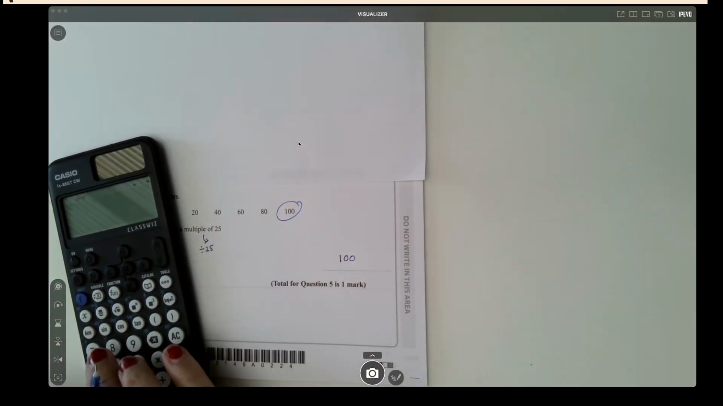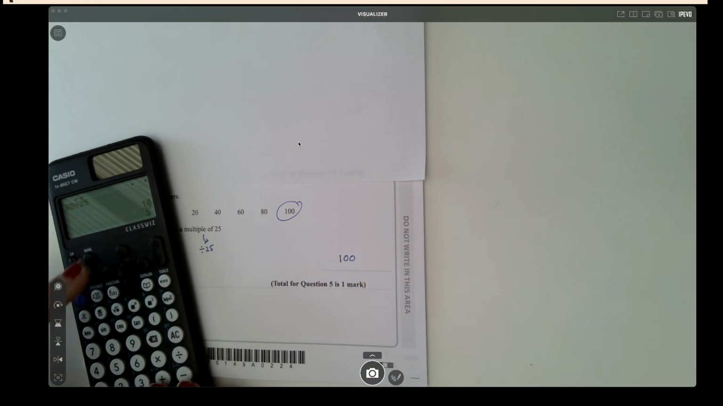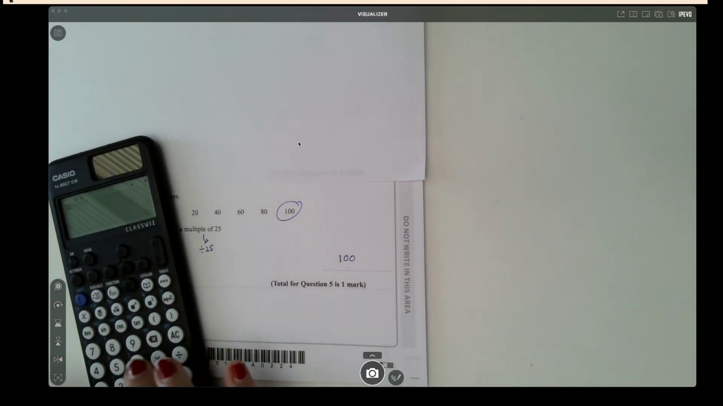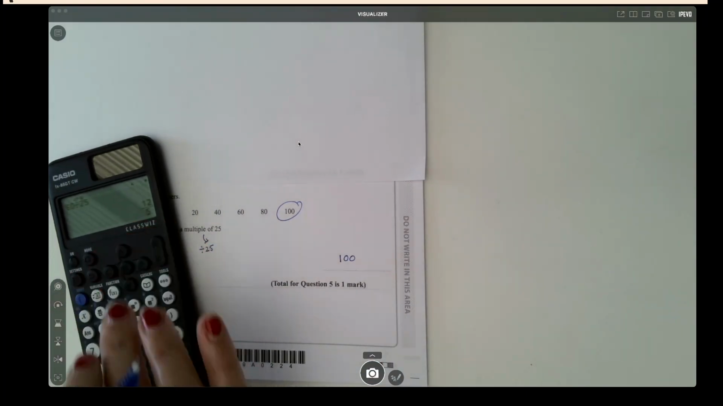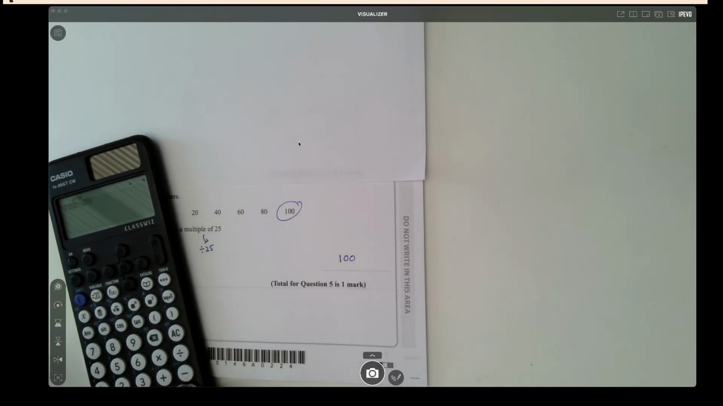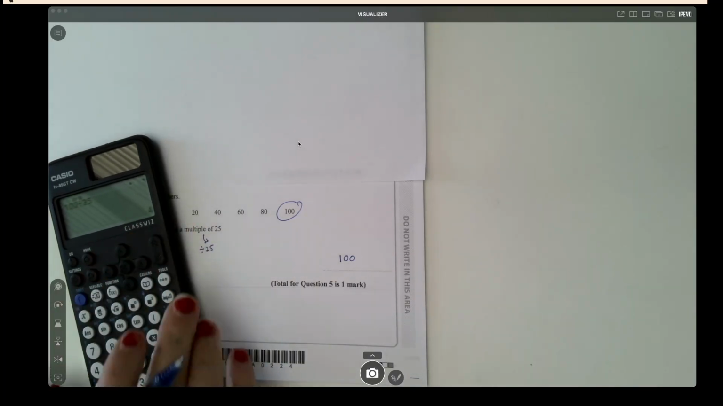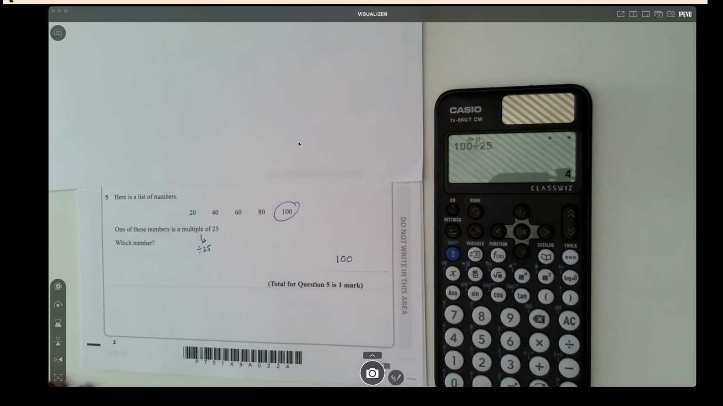20 is too small, but you could do 80 divided by 25. I don't get a whole number. 60 divided by 25, I don't get a whole number, but obviously when we do 100 divided by 25, we do. So we know that that's the correct answer.